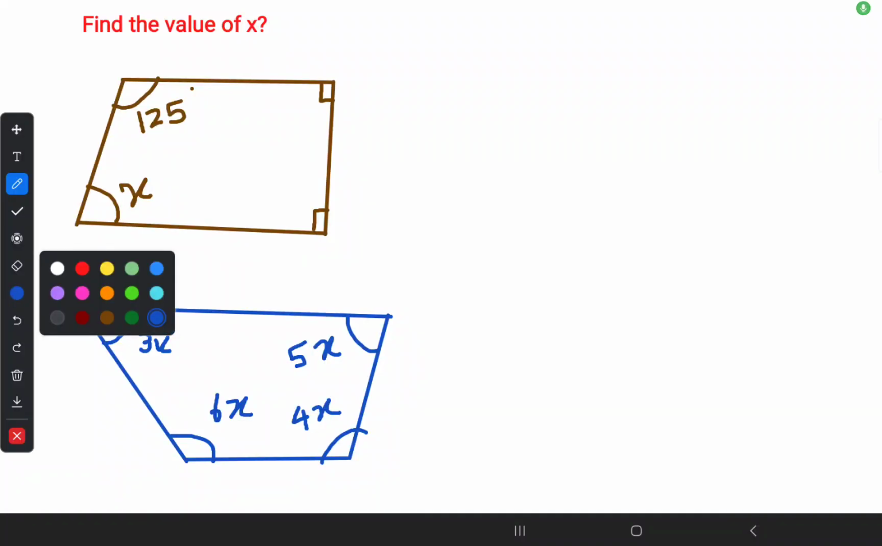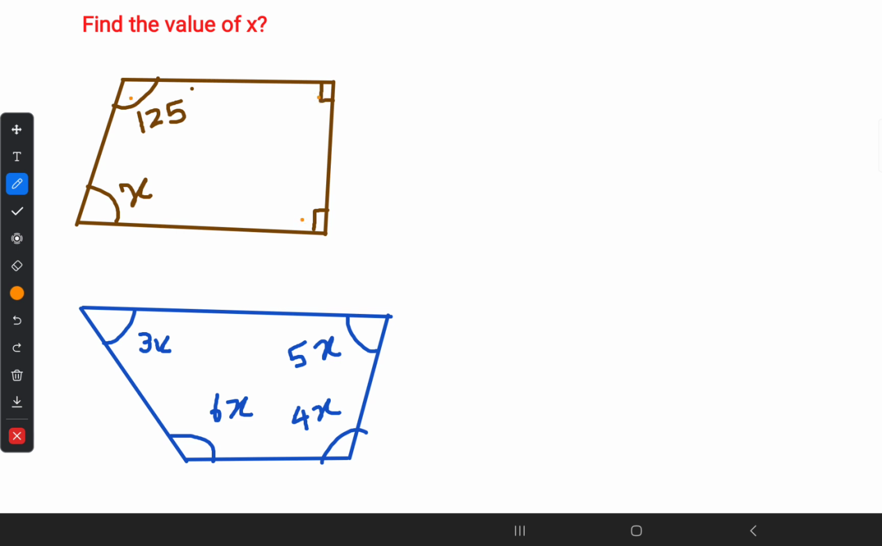Interior angle sum. The sum of interior angles in a quadrilateral equals 360 degrees. We've discussed that theorem. We are going to apply it to angle identification questions. So in the first question, the interior angle sum in a quadrilateral is 360, and here one angle is 125.